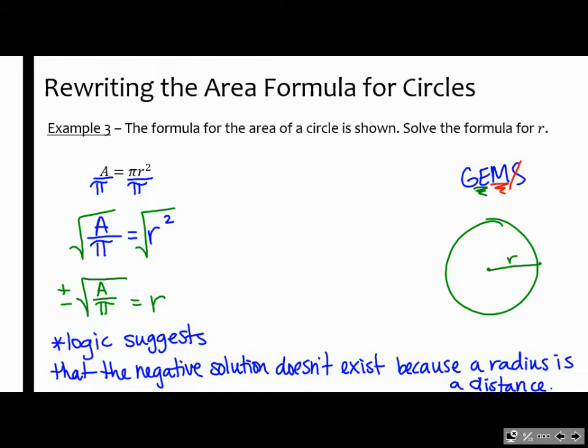So when you're doing variables with squares, you do have two answers normally. But again, the logic suggests that radius is distance, so only the positive answer exists. So that implies that there's only one solution. The radius is the positive square root of the area divided by pi.